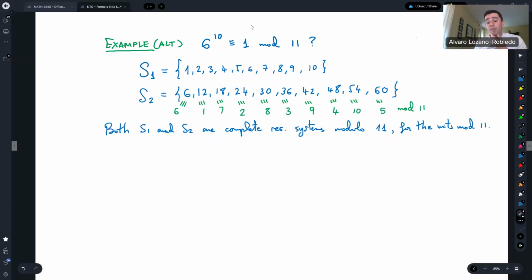What that means then is, because I have all the classes, if I multiply all the numbers in S1 and I multiply all the numbers in S2, I should get the same thing.